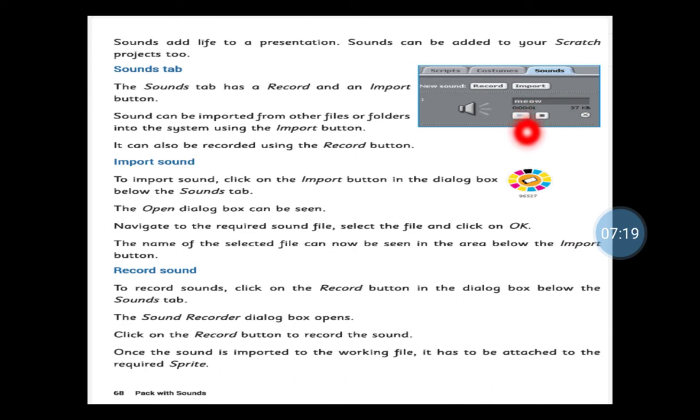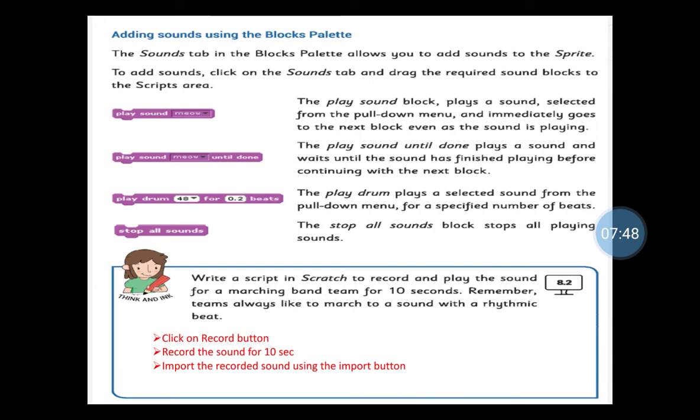Once the sound is imported to the working file, it has to be attached to the required sprite. So if you are recording your own sound, you have to attach it to the sprite, the particular sprite for which you want to add the sound. Okay, understood how to record and how to import the sound.